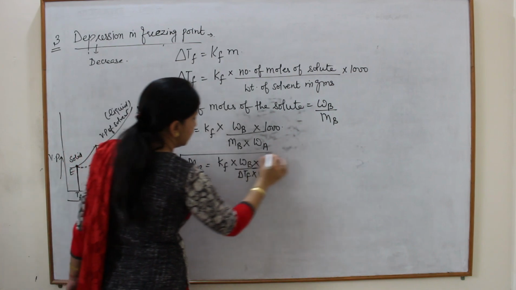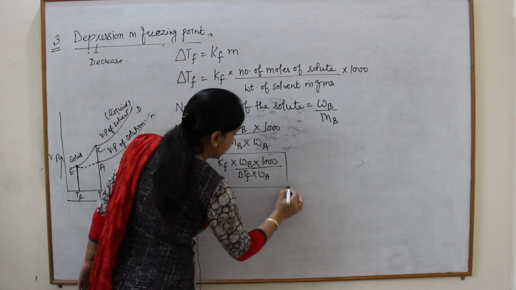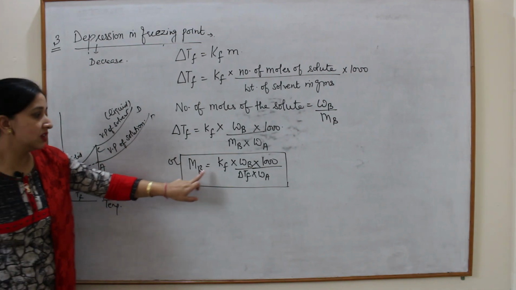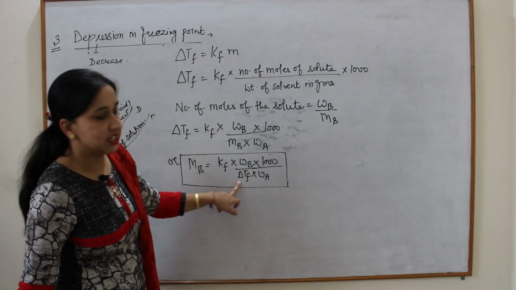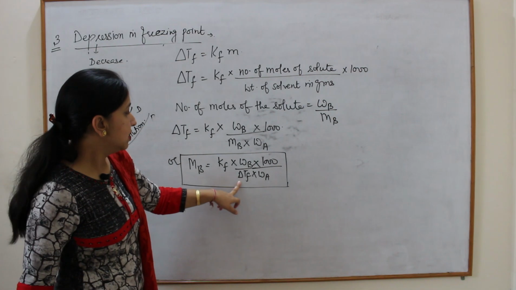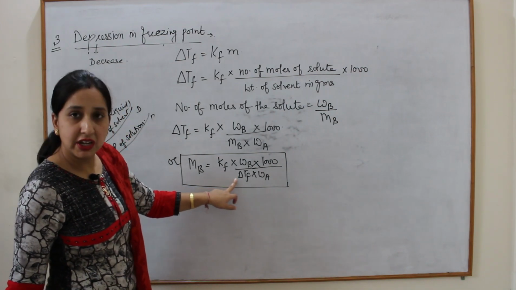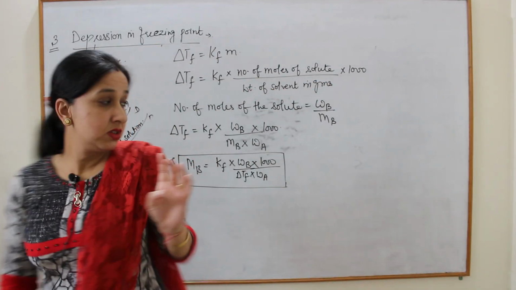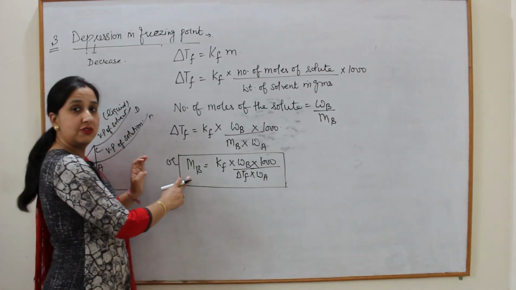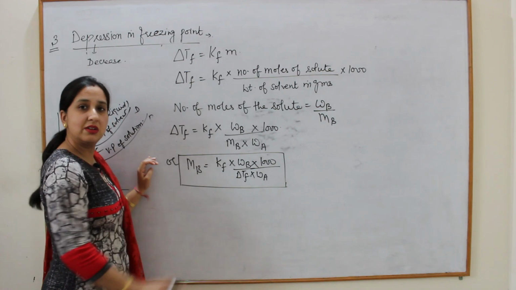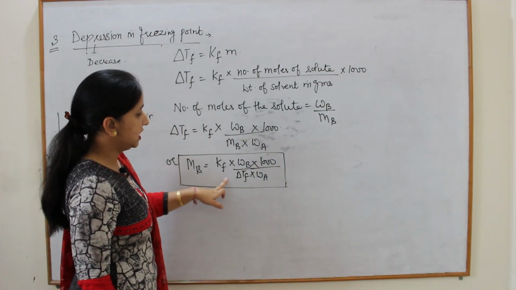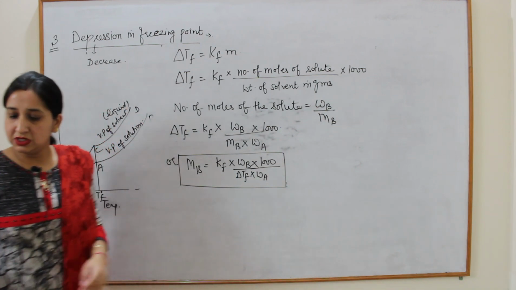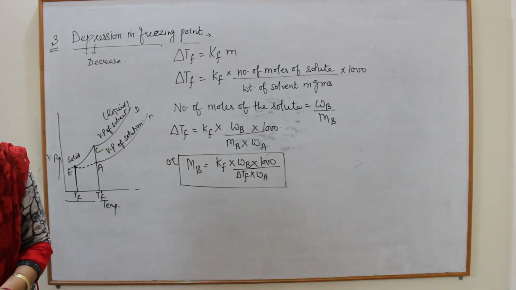So this will be your formula for the calculation of molar mass of the solute with the help of depression in freezing point constant, and this is again very important for your numericals. So this is the formula for the calculation of molar mass of the solute with the help of depression in freezing point constant. So we will solve one numerical.